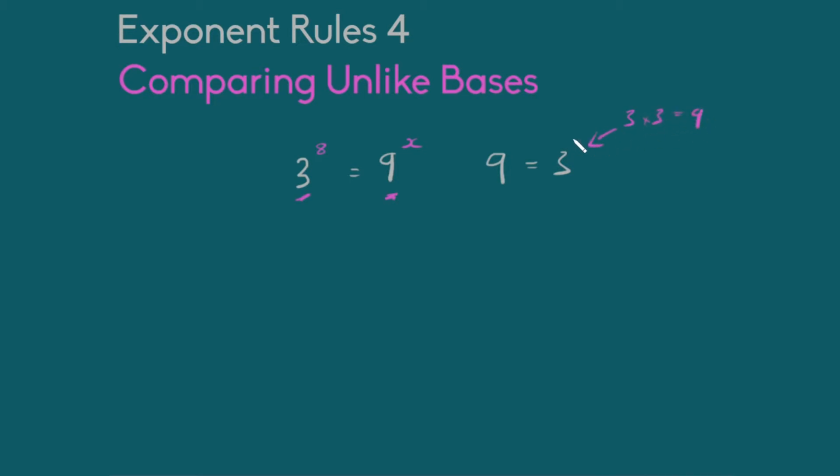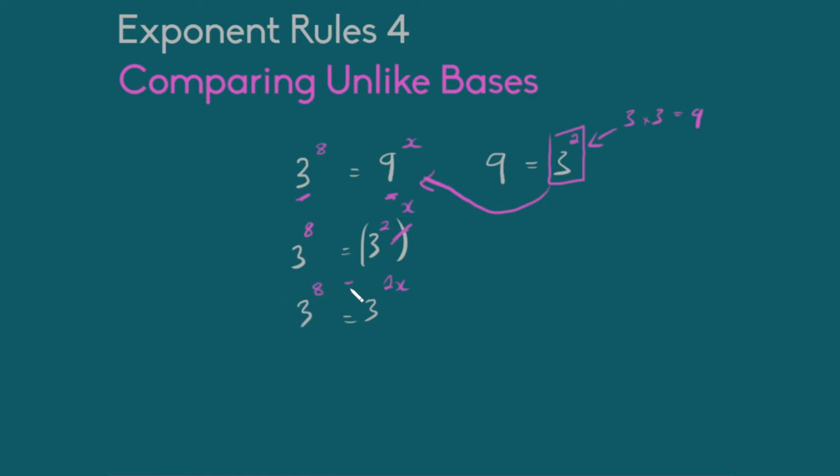And 9 is 3 squared. So 9 is equivalent to 3 to the power 2. And so we can substitute in 3 squared for 9 into our original question. And so we get 3 to the power 8 is equal to 3 squared raised to the power x. And now we can use our exponent rules to answer the question. We know that 3 squared raised to the power x is 3 to the 2 times x, or 3 to the 2x. So we have 3 to the power 8 equals 3 to the 2x.